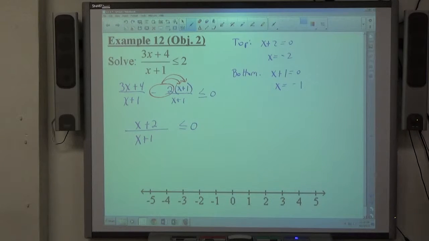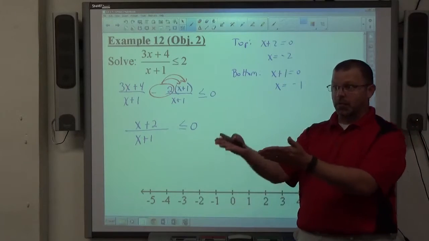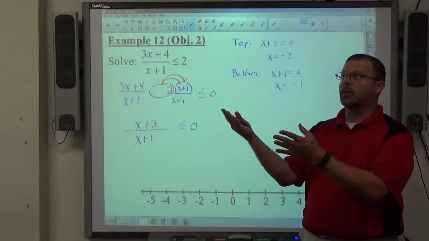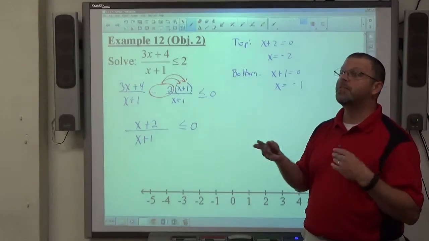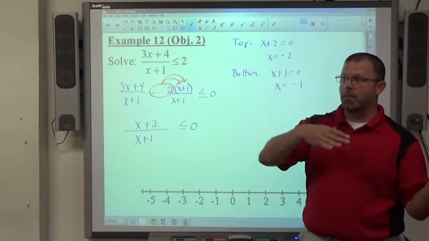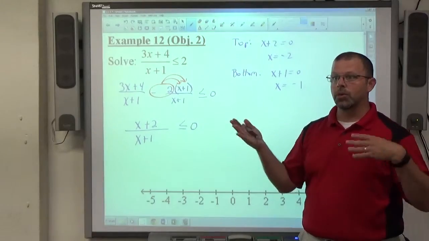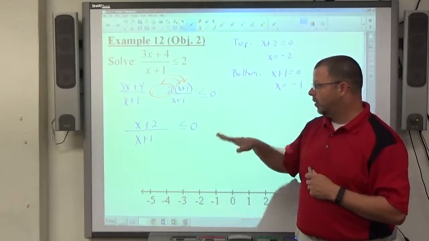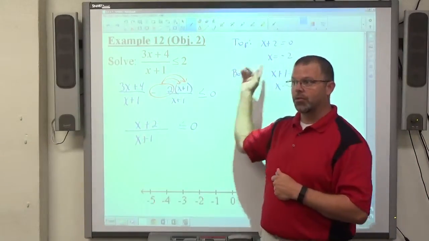If the top were some quadratic function, let's say you had x squared plus 2x minus 15, (x + 5)(x - 3), negative 5 and positive 3 both work. So, you know, you can get multiple answers. But in this case, they're just both linear. They both just have a single answer.